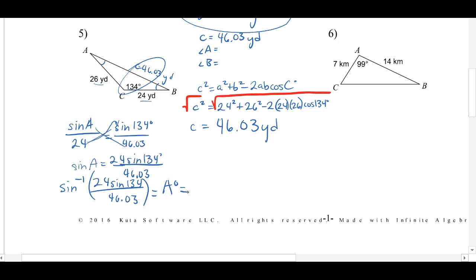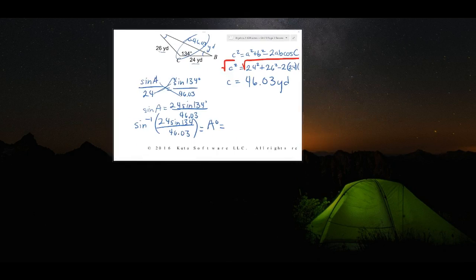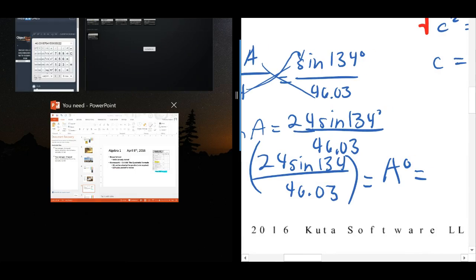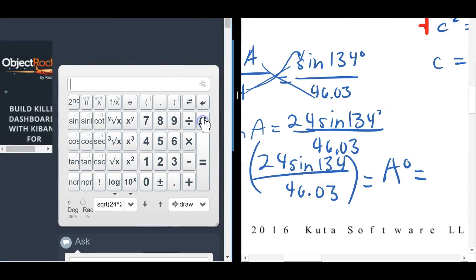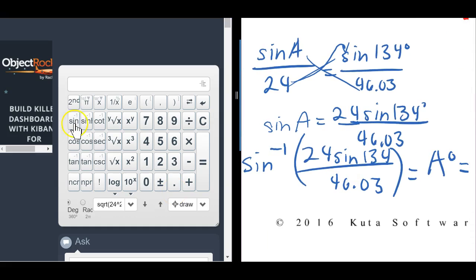Okay, so let's plug that in. Zoom up on just that part. Bring up our calculator again. Okay, so now we're going to do the sine inverse. Again, remember, for sine inverse on this calculator, you need to push second, then sine, which is arc sine, the same thing as sine inverse. And now 24. And I'm going to have to multiply.